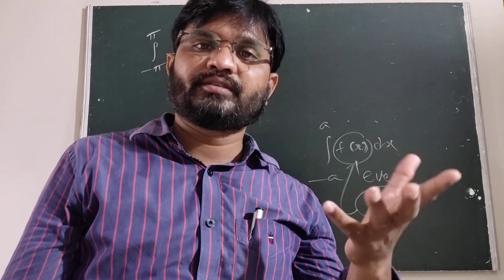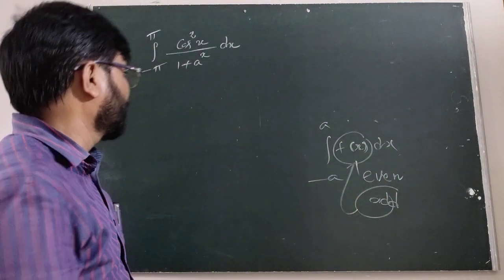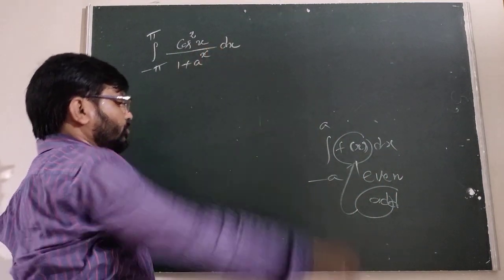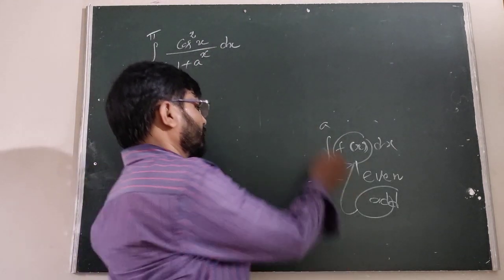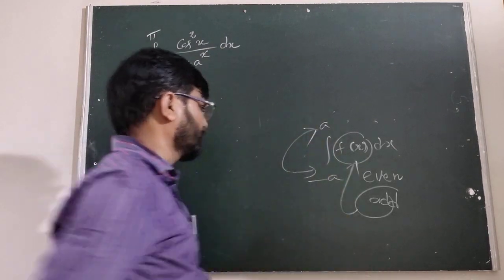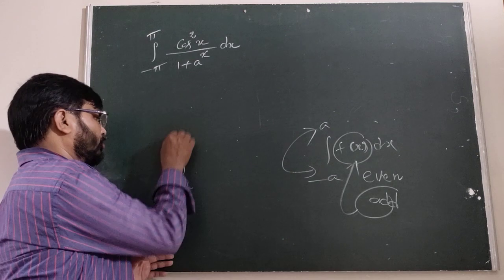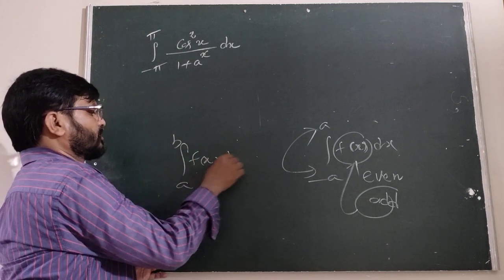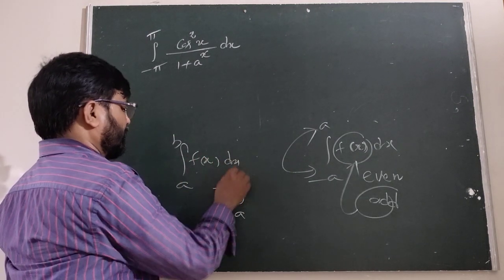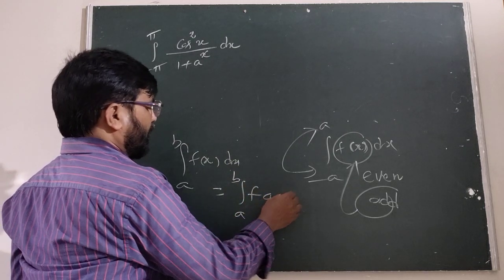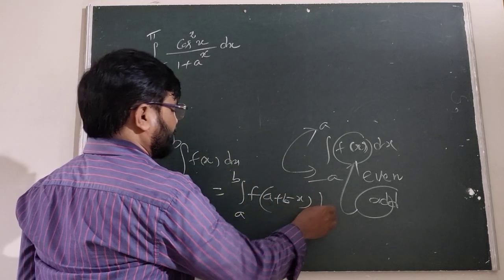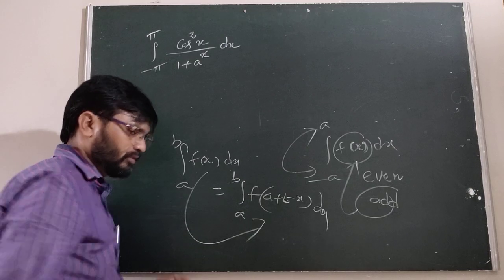The a power x, we can't say it is even or odd. So how to approach? One more method is there. Another property is there: the integral a to b f of x dx is the integral a to b f of a plus b minus x dx. Just remember it.